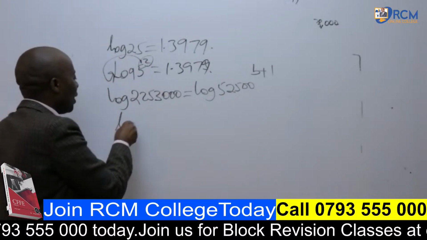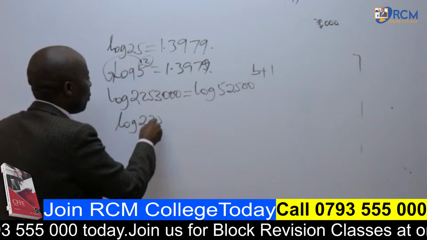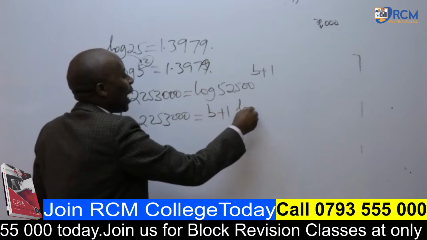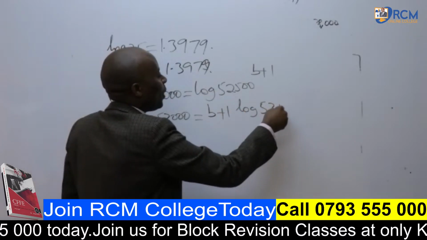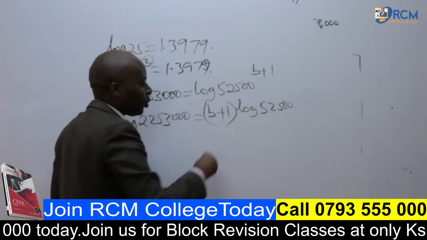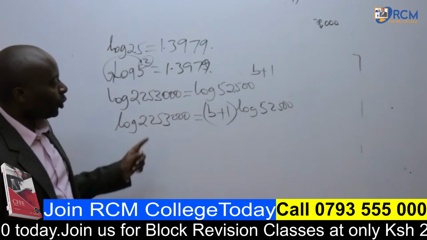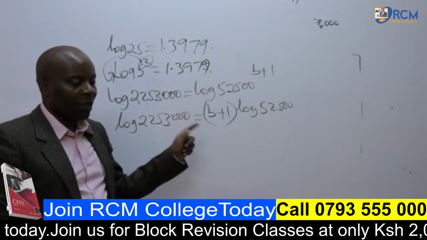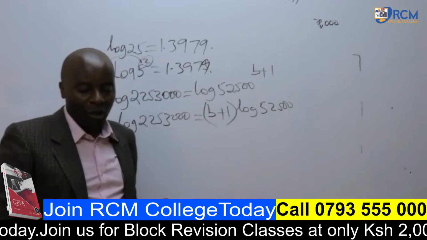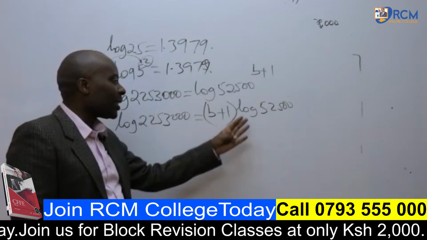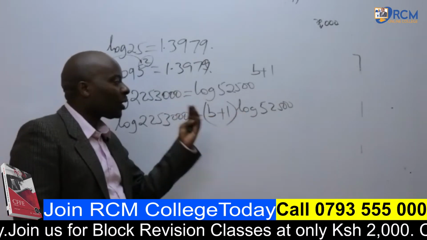So this will be log of 2253,000 equals b plus 1 logarithm of 52,500. Remember, because these are 2 terms, you have to put them in brackets. And then at the end of the day, what we want you to do is to give us the value of b. There are too many ways of doing this. You can decide to open up brackets, but I'll not take that approach.